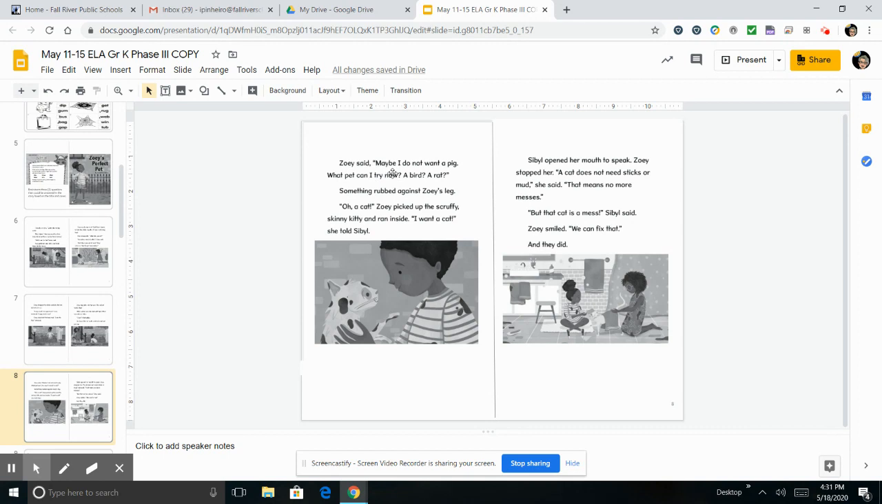Zoe said, maybe I do not want a pig. What pet can I try now? A bird? A rat? Something snuggled against Zoe's leg. Oh, a cat! Zoe picked up the scruffy, skinny kitty and ran inside. I want a cat, she told Sybil. Sybil opened her mouth to speak. Zoe stopped her. A cat does not need sticks or mud, she said. That means no more messes. But that cat is a mess, Sybil said. Zoe smiled. We can fix that. And they did.